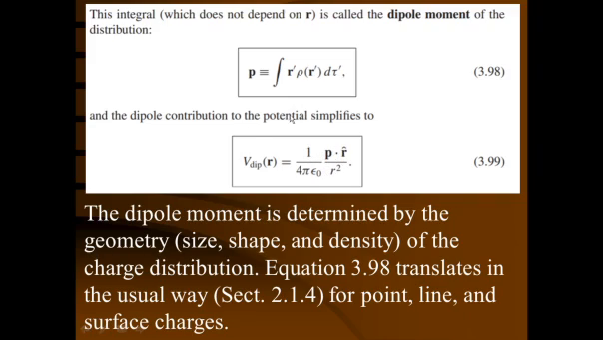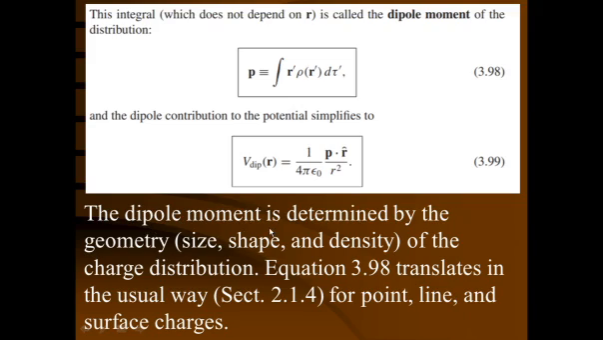So this is the potential contributed by this charge distribution because of the dipole term, which is dominant at a large distance r. The dipole moment is determined by the geometry, size, shape and density of the charge distribution. That means if the size is larger, definitely the vector r dash varies and has more magnitude, and accordingly P is going to change. If the shape changes, definitely the volume elements are also at different positions, and it also depends upon the density.